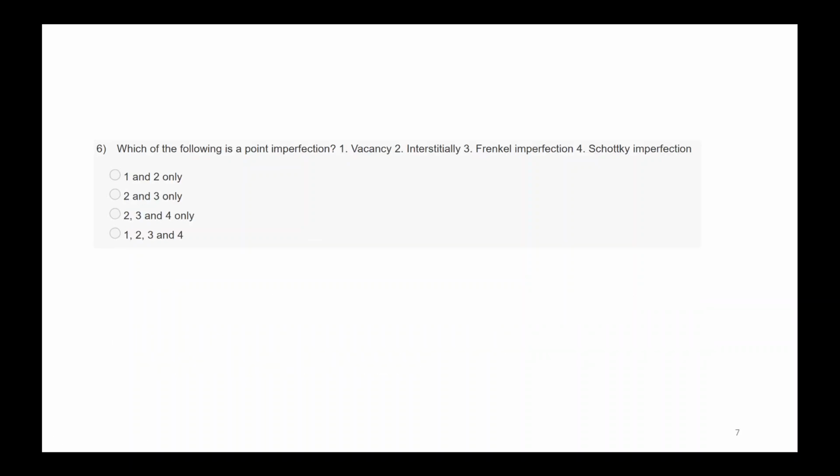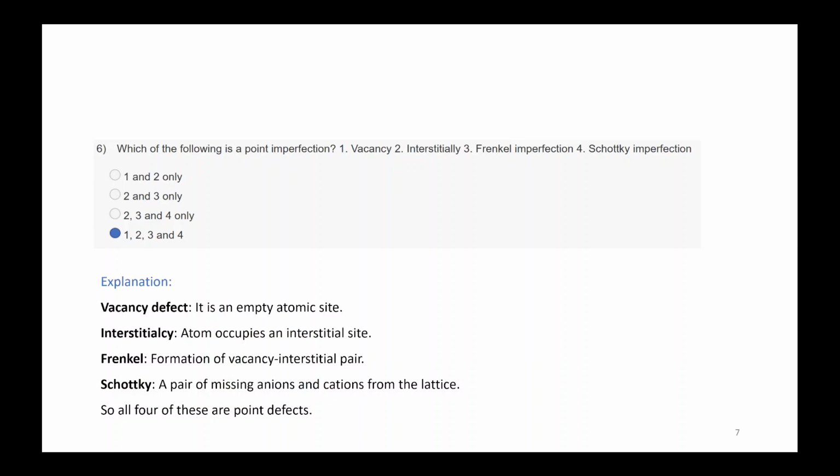Sixth question is, which of the following is a point imperfection? Your options are vacancy, interstitial C, Frenkel imperfection, or Schottky imperfection. Now these all four are point defects, so these all will be the answer. So in case of vacancy defect, we can define it as an empty atomic site in a crystal. Interstitial C will be when an atom occupies an interstitial site, so it will go and occupy an interstitial site, and that will be interstitial C.